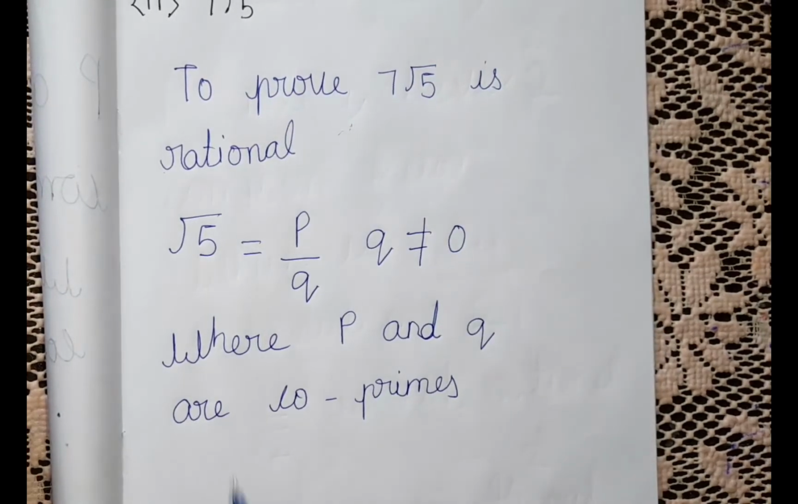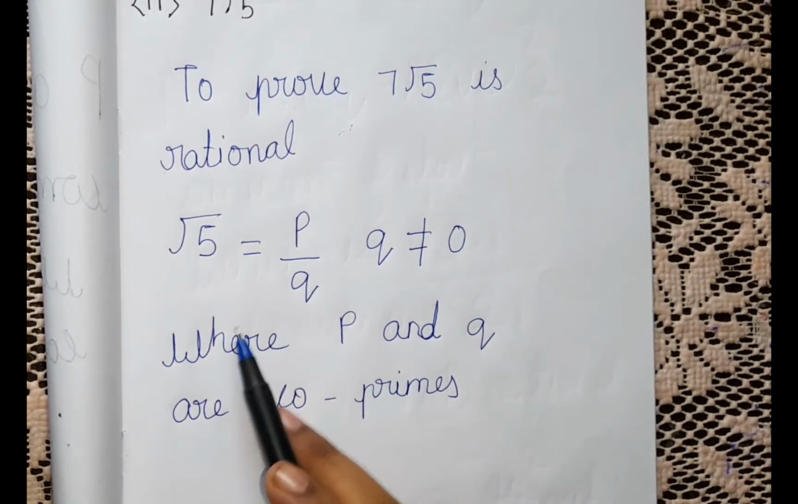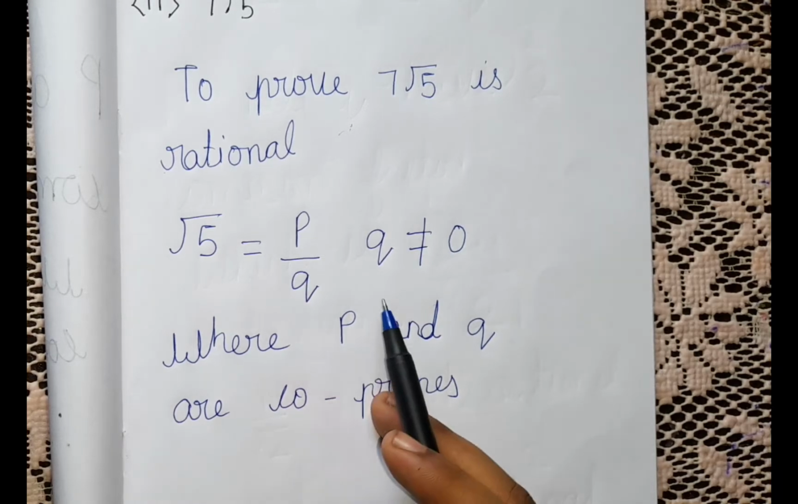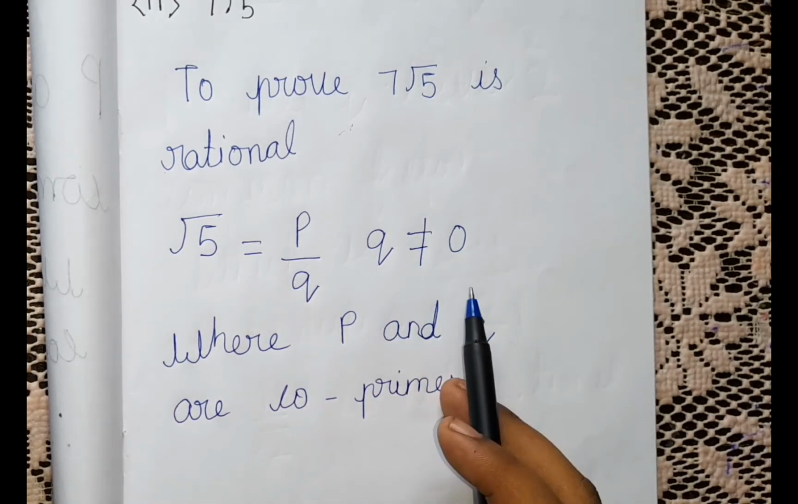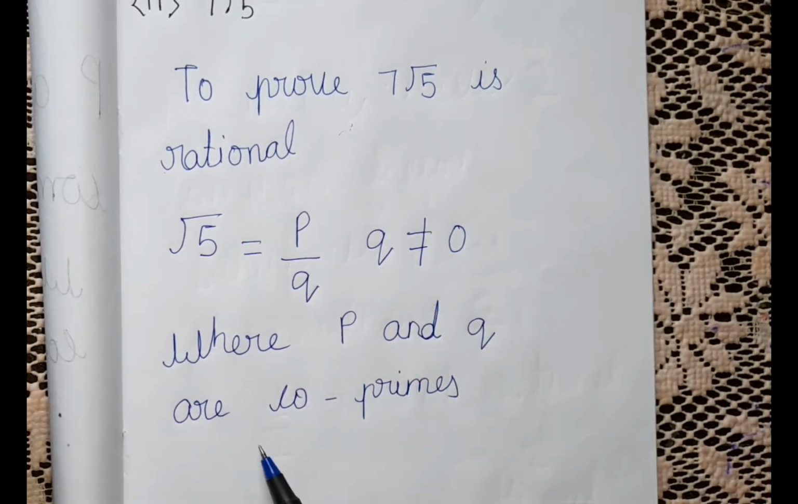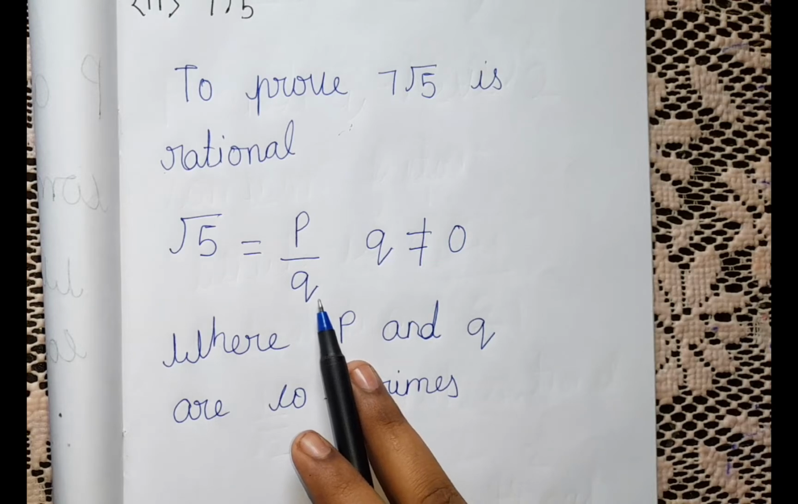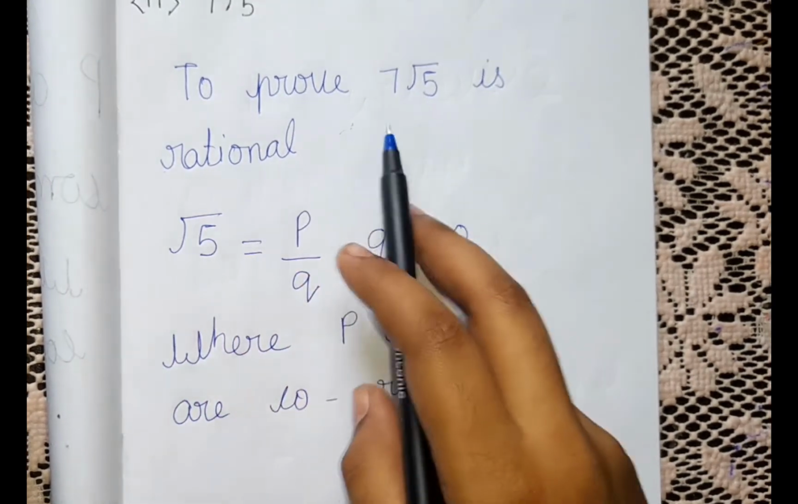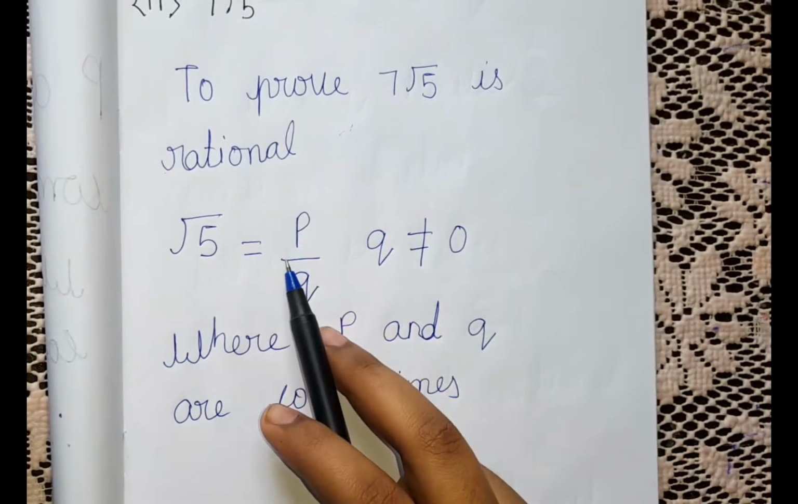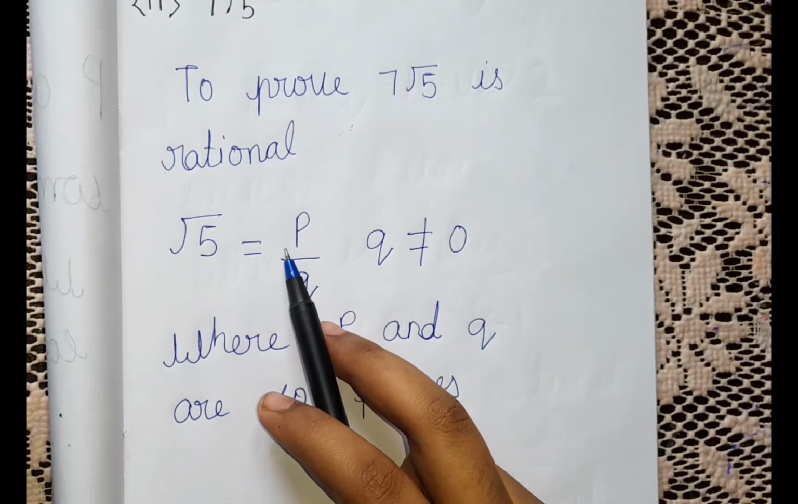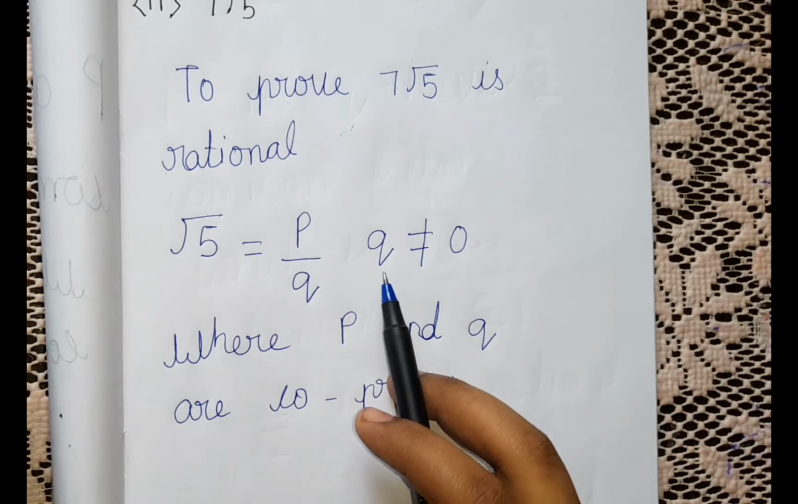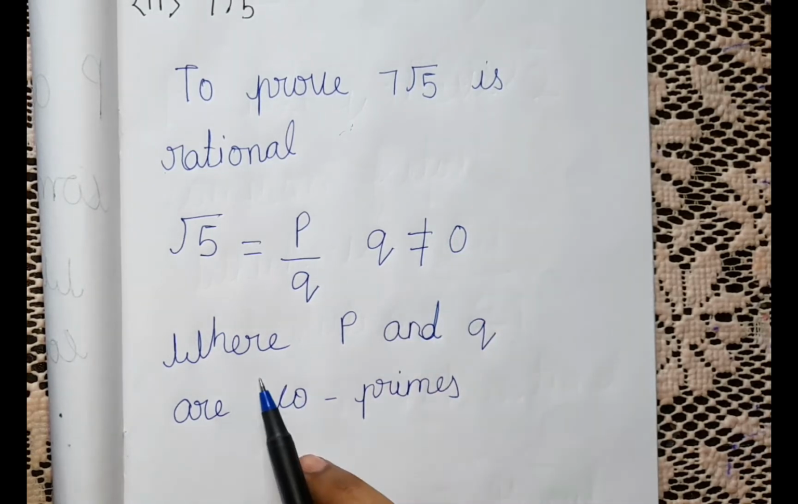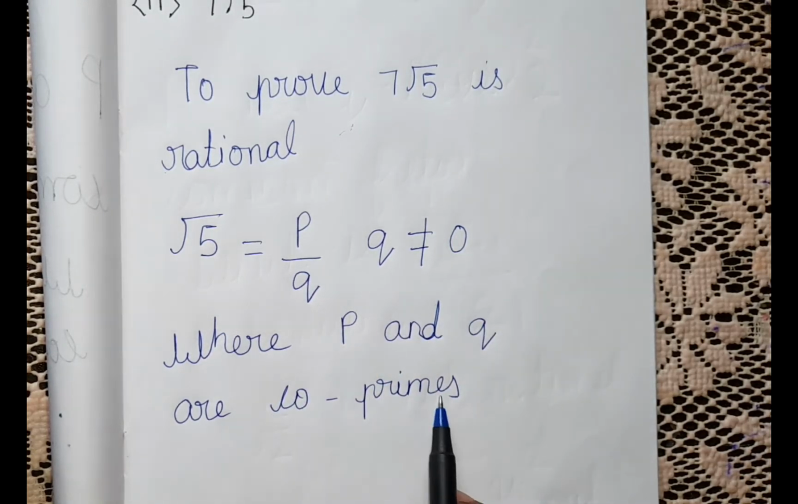So we write root 5 is equal to p by q, where q is not equal to 0, where p and q are co-primes. Why did we write p by q? That's because first we took root 5 as rational. Rational numbers are always in the form p by q, where q is not equal to 0, where p and q are co-primes.